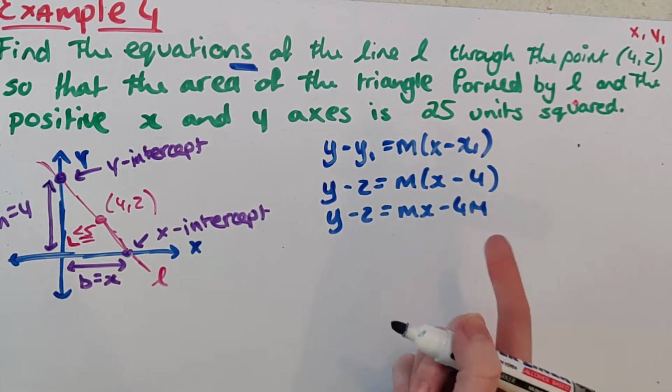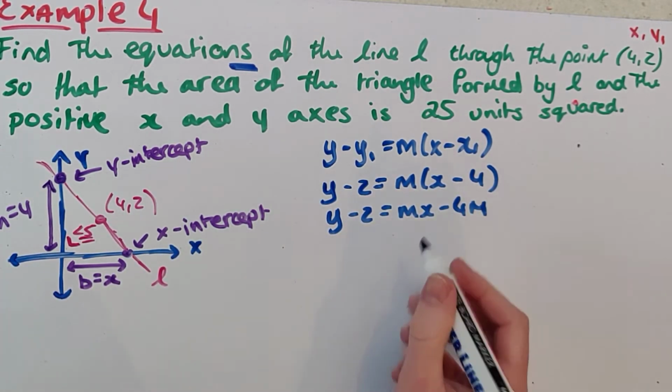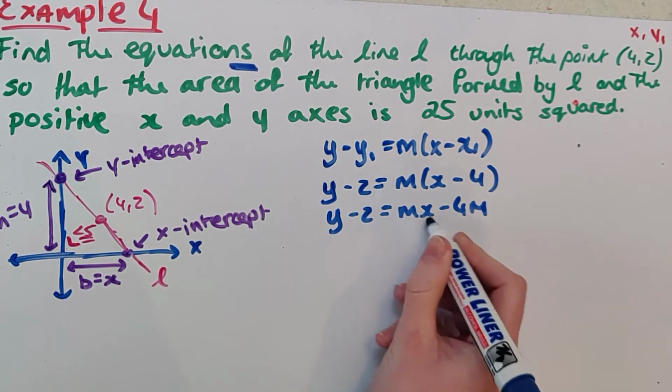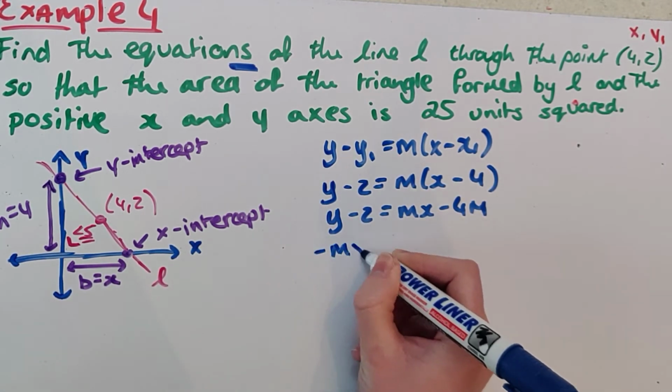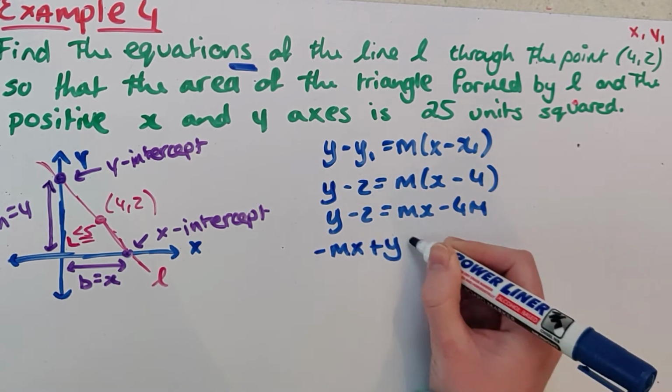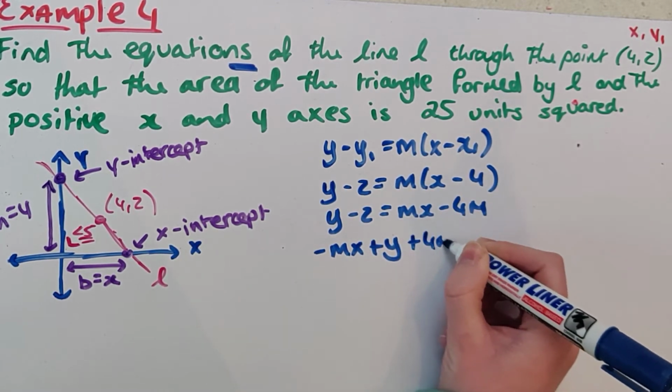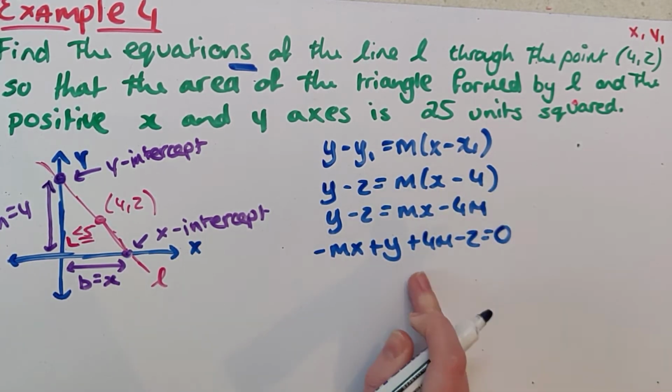Now usually I would have everything on one side, so I'm going to move it all over, where my x value usually goes first. So I have minus mx plus y plus 4m minus 2 is equal to 0. And this convoluted thing is actually going to be my equation of a line.